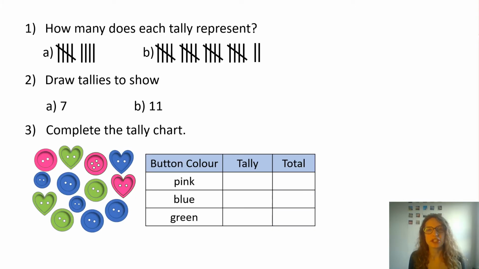Right, 3 questions to warm your brains up even more. So how many does each tally represent? Draw tallies to show 7 and 11, and then complete the tally chart for question 3. So pause it, have a go, and then come back and see if you were correct. Right, let's have a look then.